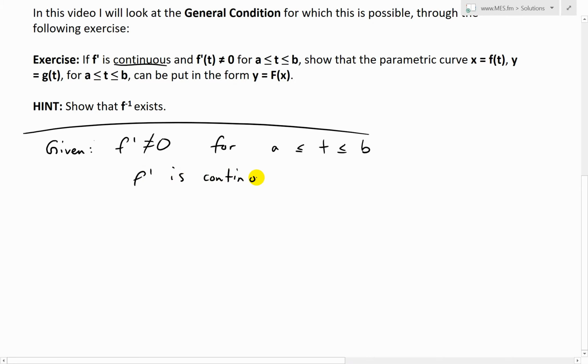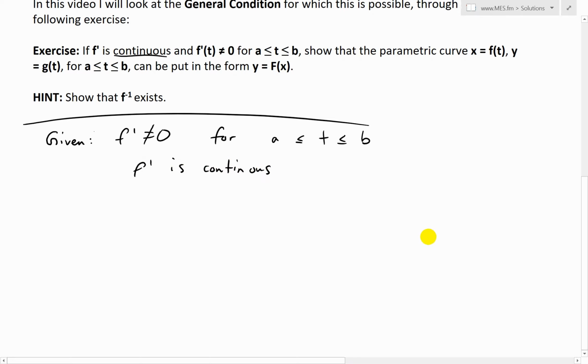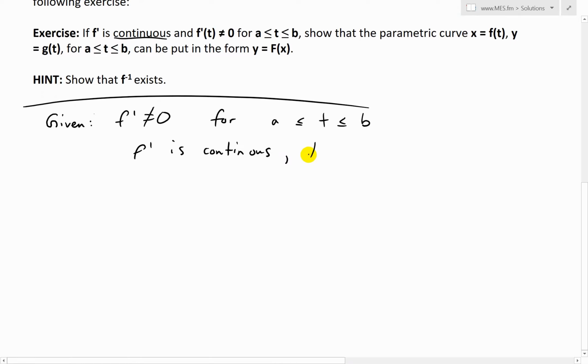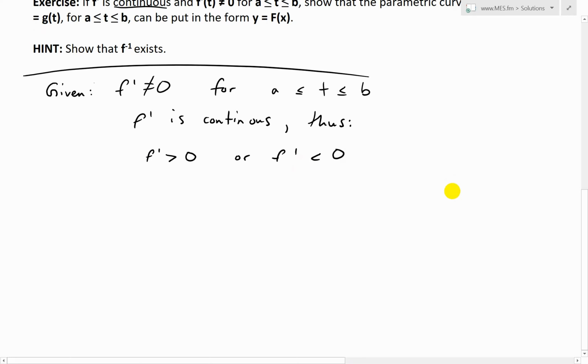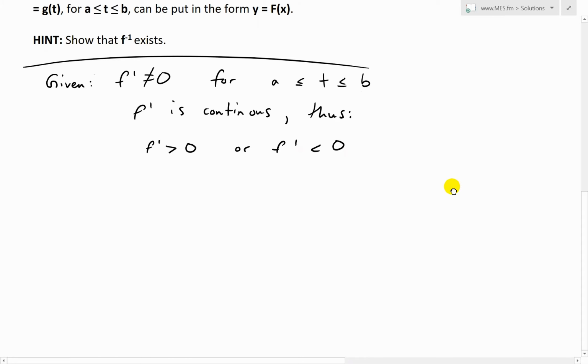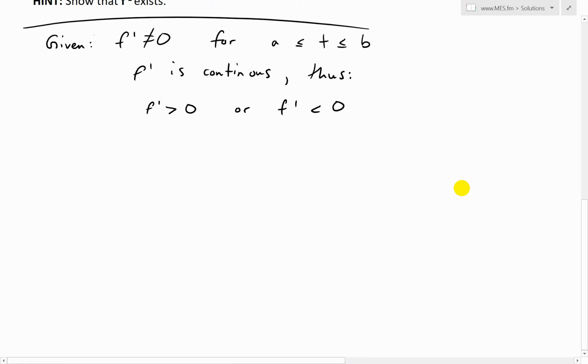So if it's continuous and not equal to 0, we have two conditions: either f prime is greater than 0, or f prime is less than 0. In other words, the function f is either increasing or decreasing, because it can never cross 0 and it's always continuous. You can't just jump values; you have to continuously move along.